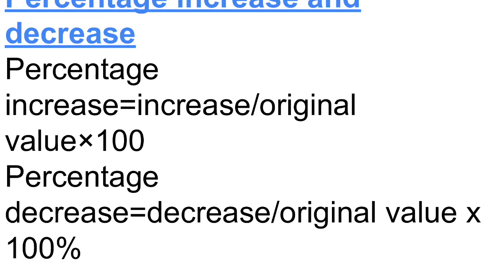Percentage increase and decrease. Now, percentage increase is equal to the amount of the increase divided by the original value times 100%, while percentage decrease equals the value of the decrease divided by the original value times 100%.